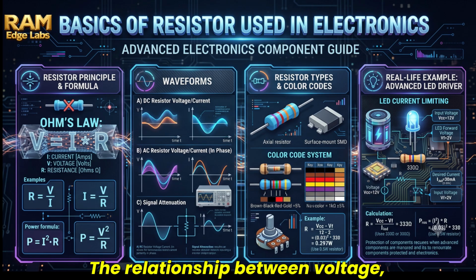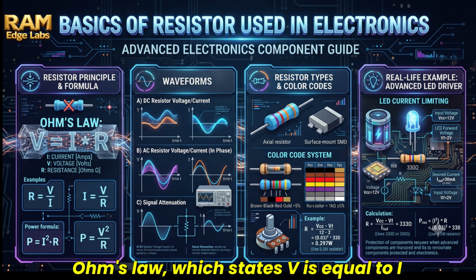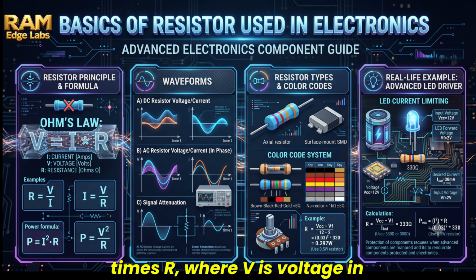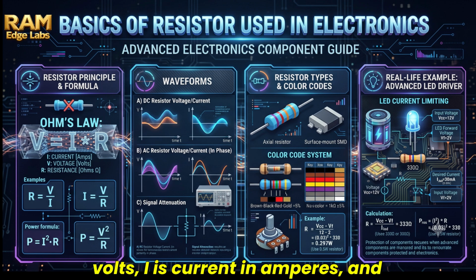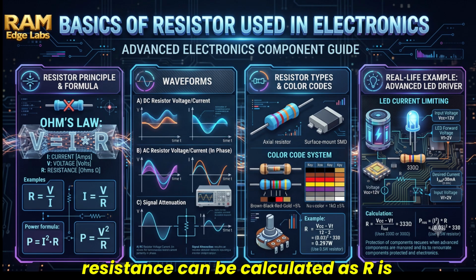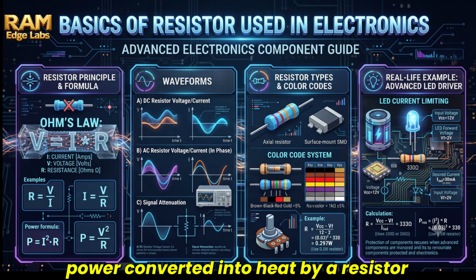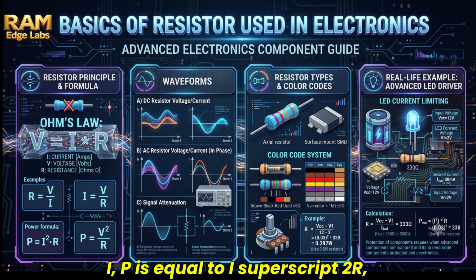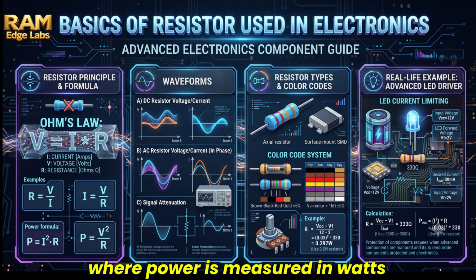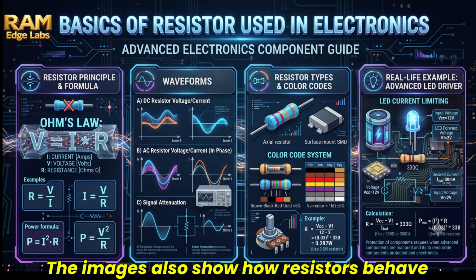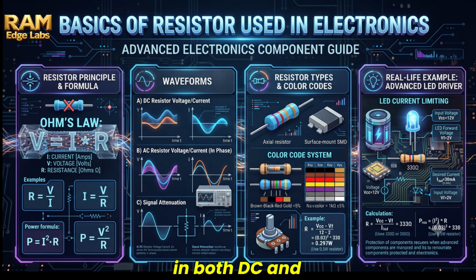The relationship between voltage, current, and resistance is explained by Ohm's law, which states V is equal to I times R, where V is voltage in volts, I is current in amperes, and R is resistance in ohms. From this formula, current can also be calculated as I is equal to V/R, and resistance can be calculated as R is equal to V/I. The electrical power converted into heat by a resistor is calculated using P is equal to V times I, P is equal to I squared R, or P is equal to V squared over R, where power is measured in watts, W.